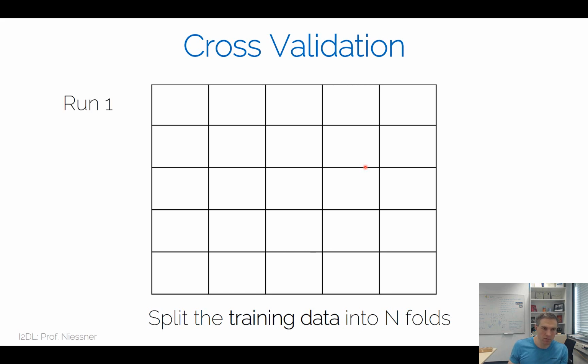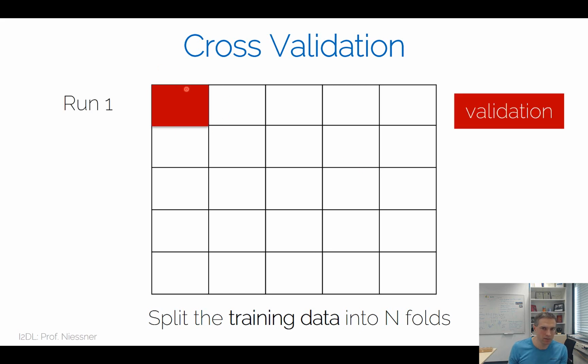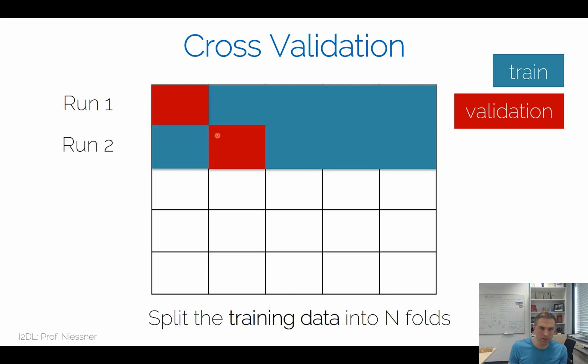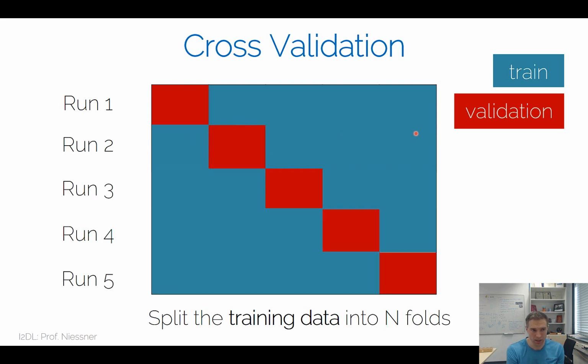So in the first run, what are you going to do? You're going to keep this part here as your validation, and this part here you're going to keep as your training. And in the next run, you just take the next part as validation and take the rest as train. Right now you take this as validation and take this as train. And so on. And then you go all the way through. And then you continue, right?